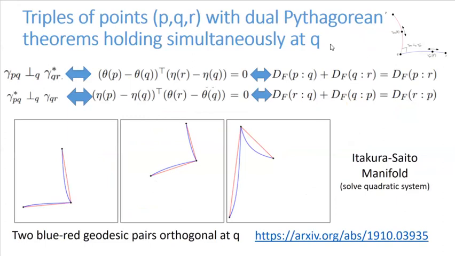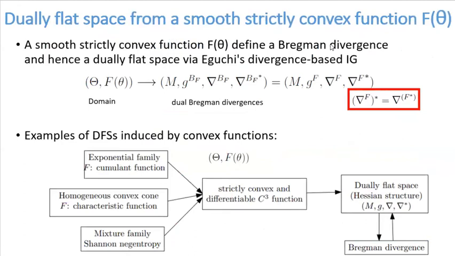And the blue line here with the red line here is orthogonal here. So we can have simultaneous dual Pythagorean theorem also. Okay. So because I have a convex function, I have a Bregman divergence, right? So then from the Bregman divergence, I can compute the divergence information geometry, right? This is the thing, right? And basically this amounts to that thing here.